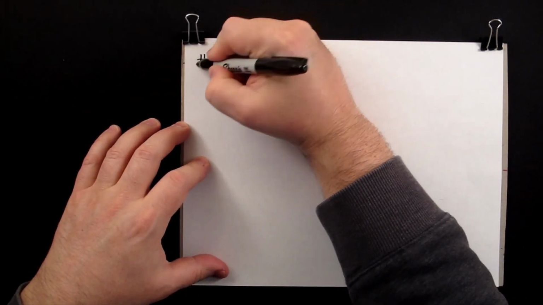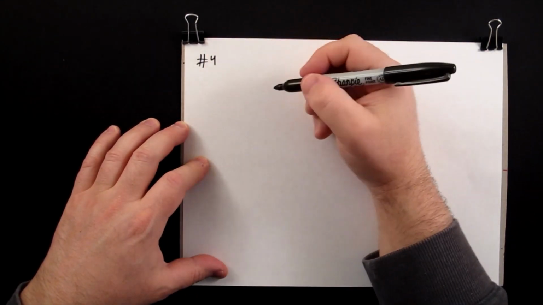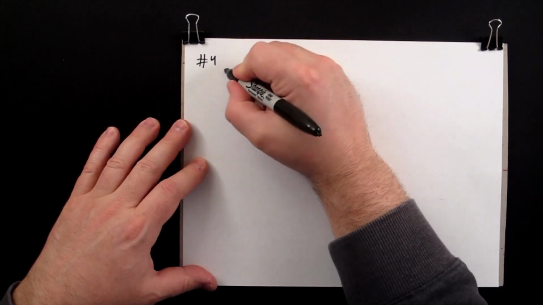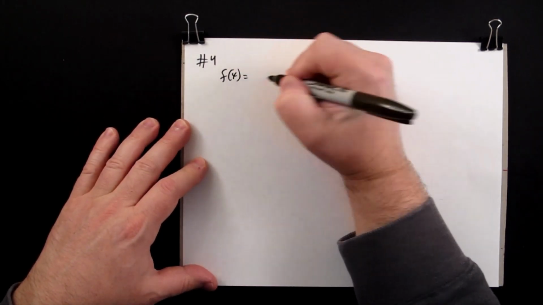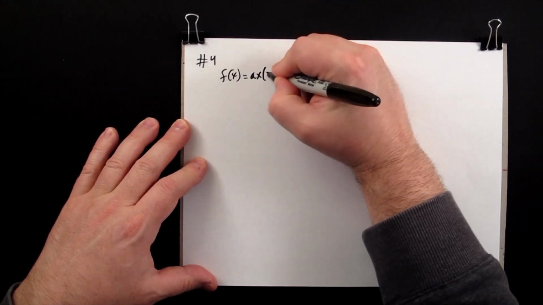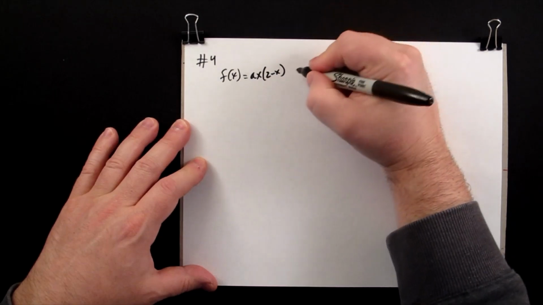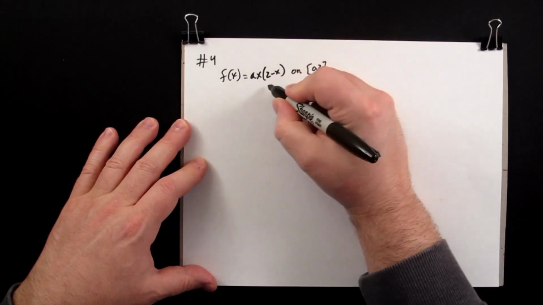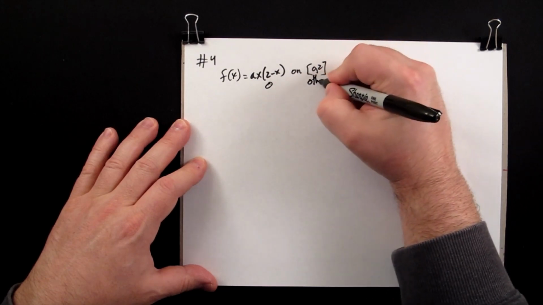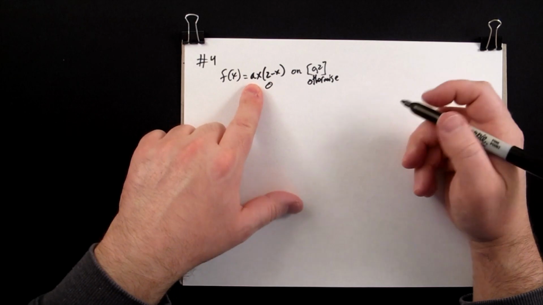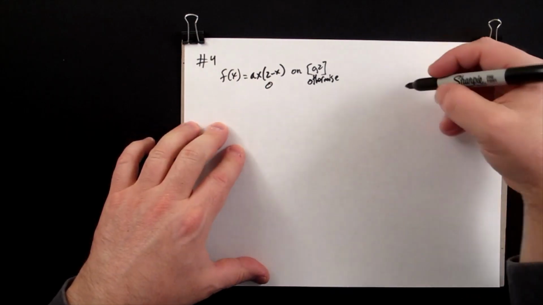Number 4. Find the value of the constant that makes the function a probability distribution. So we have a function f of x, which is a times x times 2 minus x, defined on 0 to 2, and outside of that it's 0. And we want to make this a probability function.